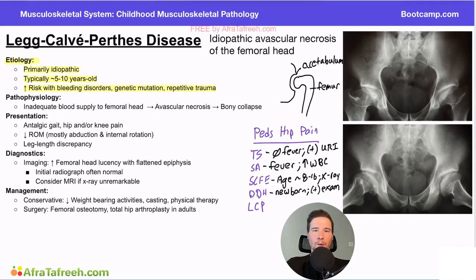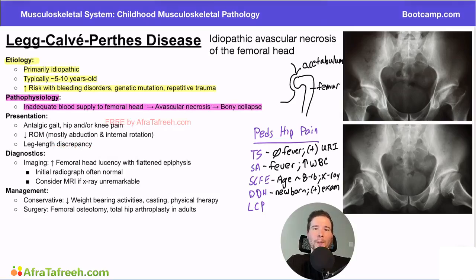Now, when we think about the pathophysiology, this will explain why this can also be called idiopathic avascular necrosis of the femoral head, because inadequate blood supply to the femoral head leads to avascular necrosis, or bony death and bony collapse. So let's unpack that a little bit. Recall that everything in our body needs blood supply, including the femur. So we typically have blood vessels providing blood to the femur, right? The oxygenation, the nutrients that we need. But if the blood flow is disrupted, what's going to happen to that bone? It's going to die off, right? It's not getting the nutrients that it needs.